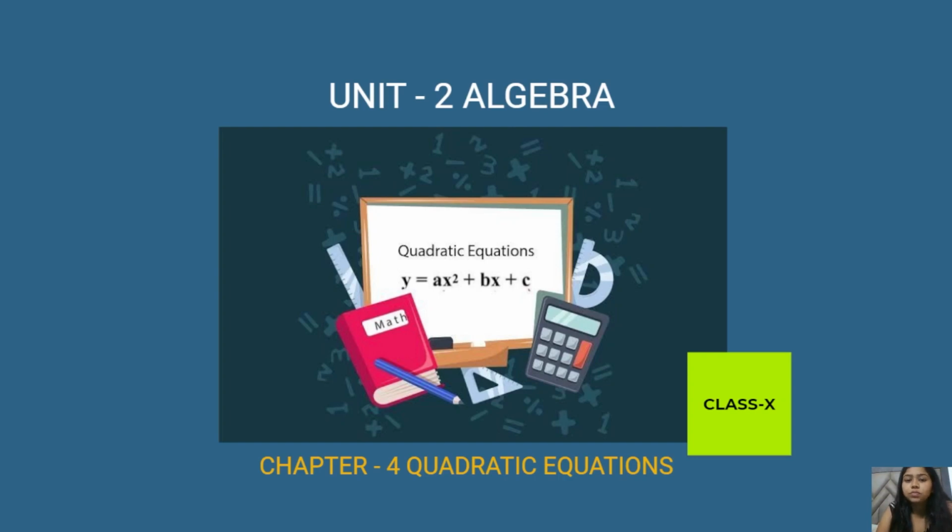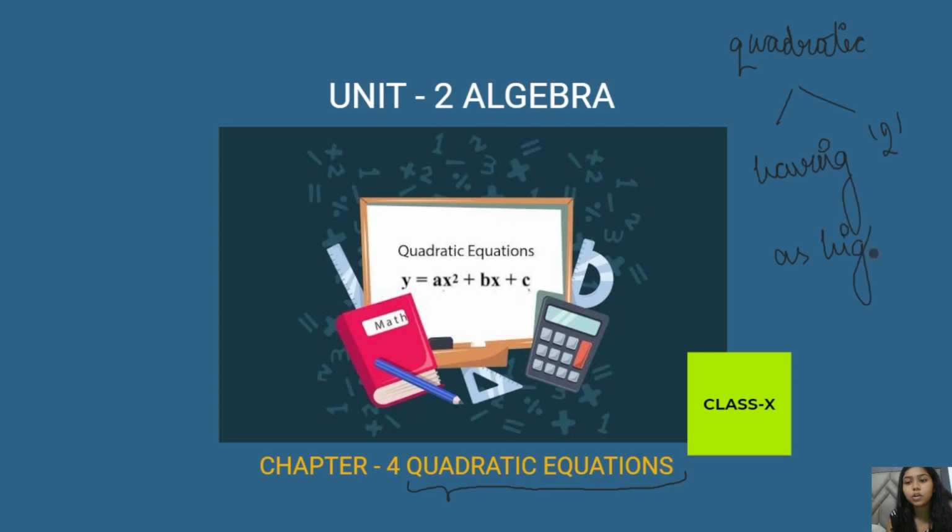So let's move forward and begin with our first chapter, that is chapter number 4, quadratic equations. So guys, what does this quadratic equation actually mean? In the polynomial chapter I told you about the quadratic equation. So this is the chapter for the quadratic equation. The quadratic means having 2 as the highest power of any variable.